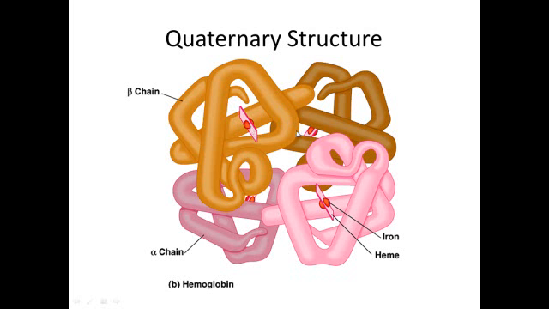Okay, each one of these, by the way, is the heme group. That's where the iron is. It's going to carry the oxygen. Hemoglobin can carry 4 oxygens.